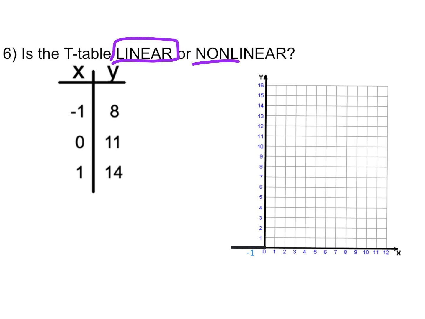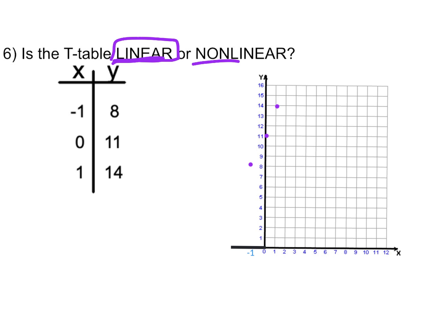So with a graph, I would plot -1 and 8, which would be right here, and 0, 11, and 1, 14. And then I would see if those make a straight line. So we'd see if they have the same rate or same slope the entire time. And it looks like that does create a straight line, which would be linear.